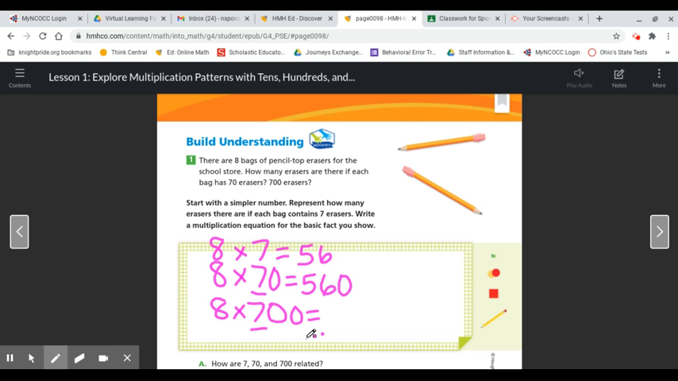Same with 8 times 700. 8 times 7 again is 56. But this time I'm multiplying it by 7 hundreds, so I would need 2 more zeros. And 8 times 700 would be 5,600. That's how we can use a basic fact to help us solve more complex problems.